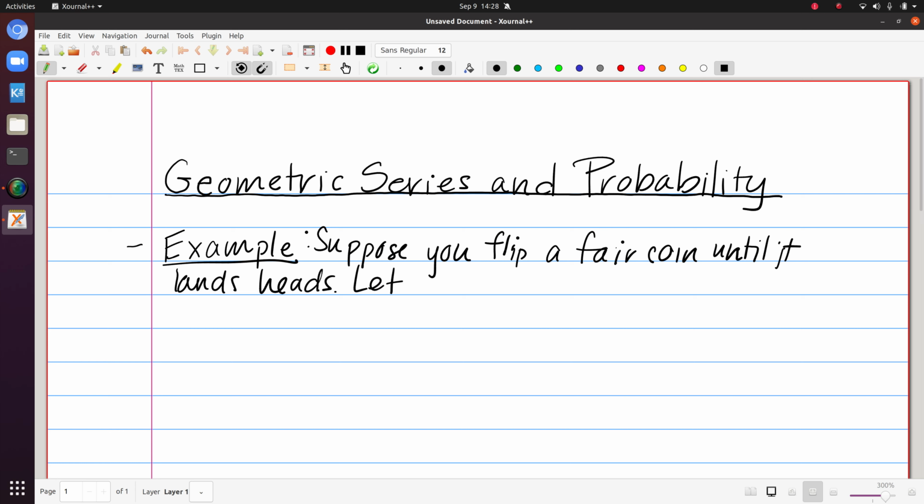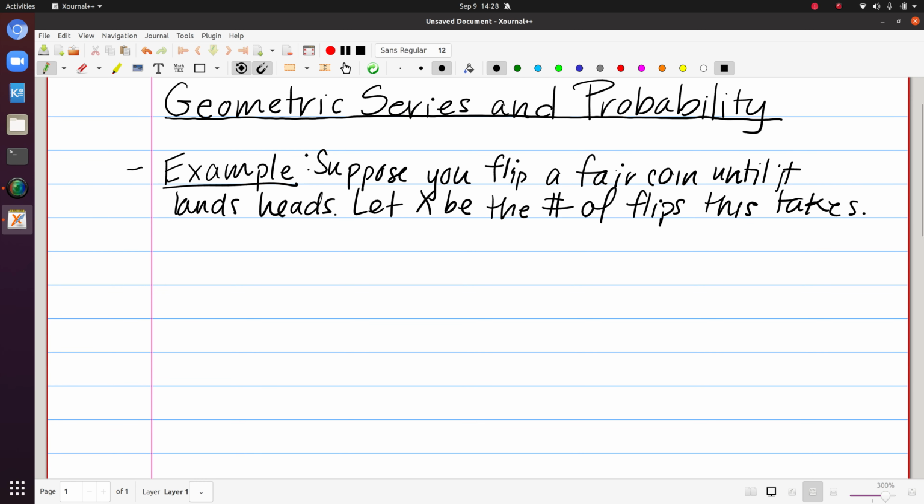We're going to let x be the random variable that counts the number of flips this takes. So we're going to keep flipping the coin until we first see that it lands heads, and we're going to let x be the random variable that counts the number of flips until that happens. So a couple of things, we could evaluate the following.